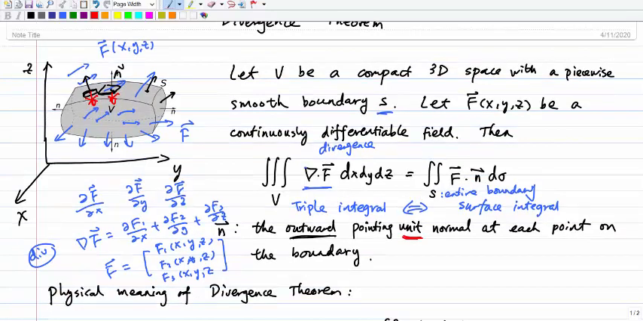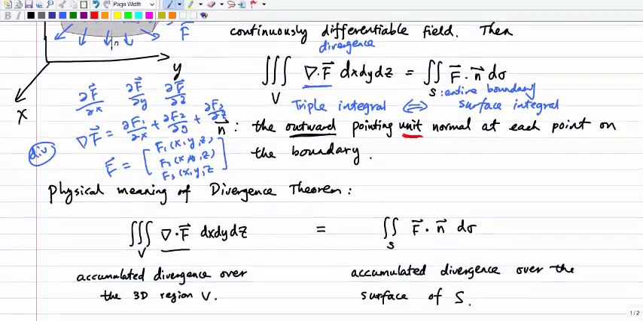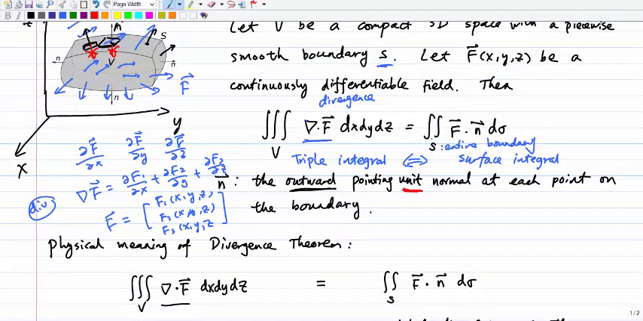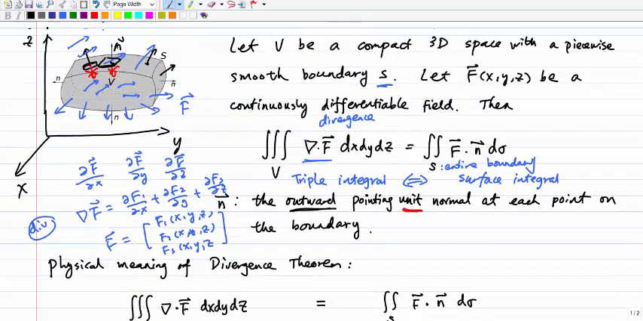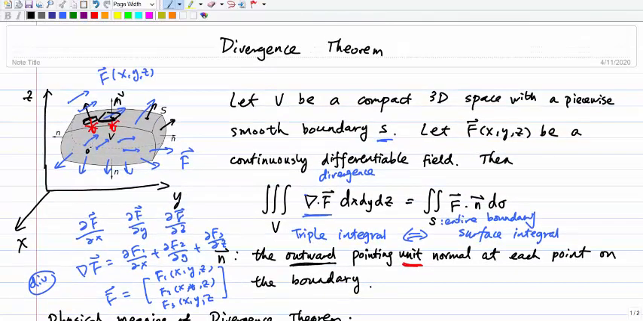Okay, so what is the physical meaning of the divergence theorem? Well, if you look at these two integrals separately, the integration of this one, you basically compute the divergence over the entire 3D space that you were talking about. So basically it says, I'm going to talk about divergence at every point here, here, here, every point.